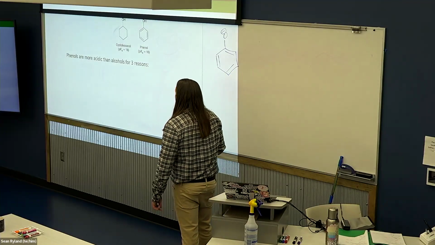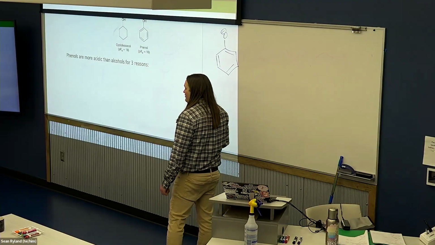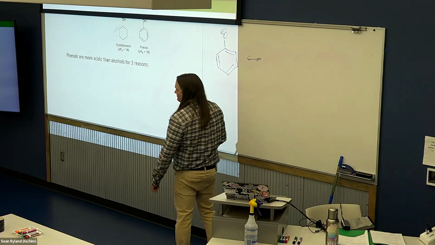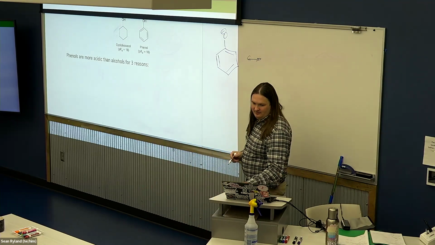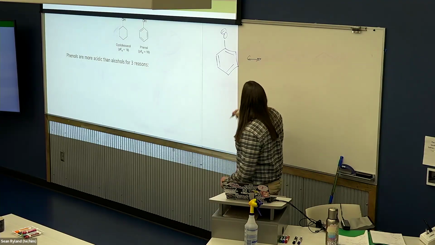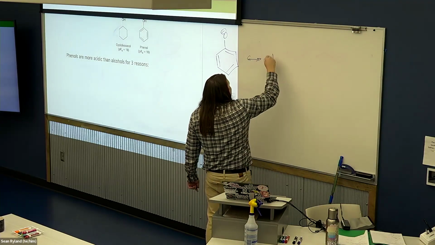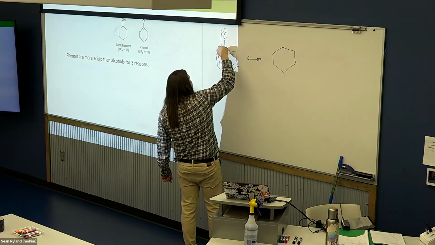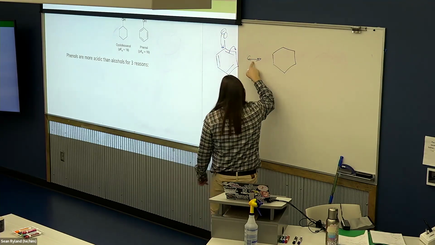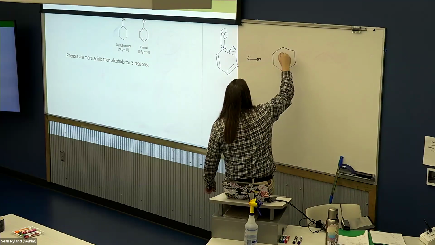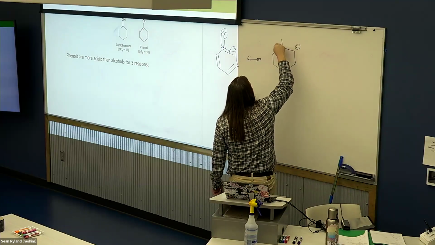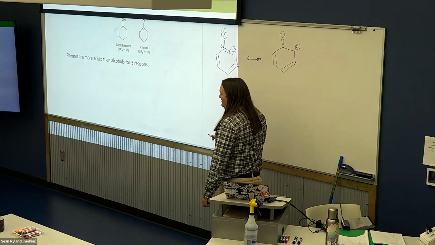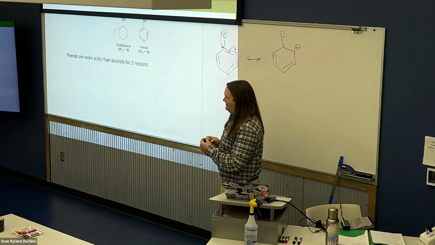When you have a charge adjacent to a pi bond, what can you do? You rearrange it. We call that what? It's not a rearrangement, because this is the one that happens all simultaneously. That's what type of arrow? It's resonance.